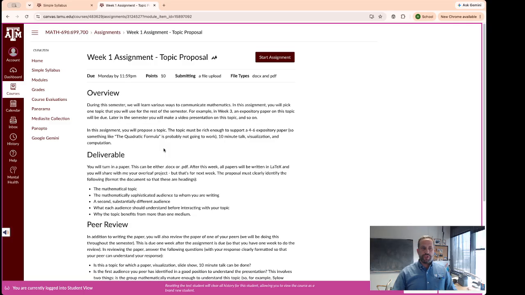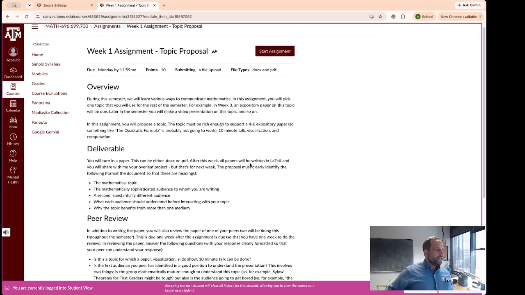There's going to be a homework due every Monday. So during this semester, we will learn various ways to communicate mathematics. In this assignment, you will pick one topic that you will use for the rest of the semester. Okay, so what's going on? We're going to learn how to explain mathematics to people using different things. Just writing, oral communication. We're going to learn how to make some visualizations. We're going to learn some Python programming to help us communicate things like this.